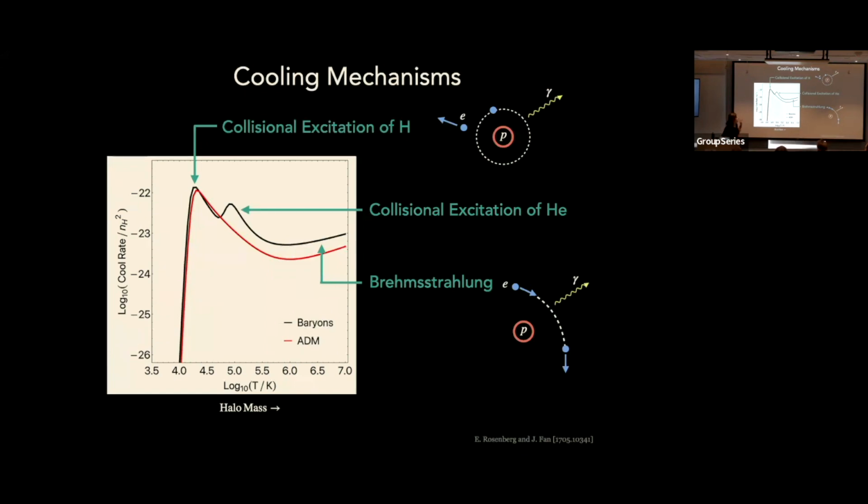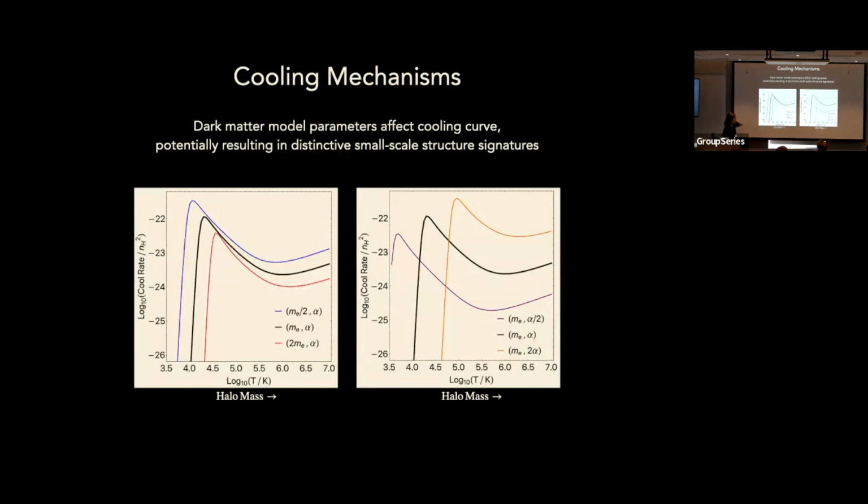So if I now change the parameters in my dark matter theory, if I change the electron mass or the coupling strength, I end up shifting these curves around. You can intuitively realize that if the cooling is what's setting the minimum size of my system, the rate at which it collapses, it's going to be very sensitive to the parameters that are going into that dark matter model.